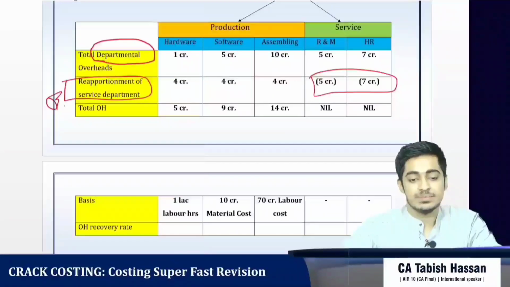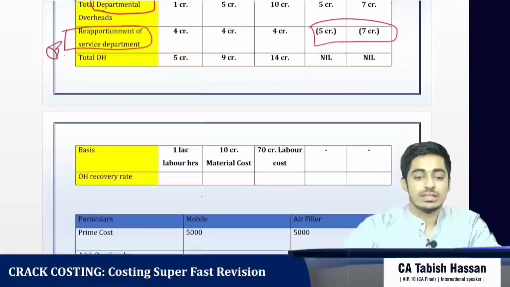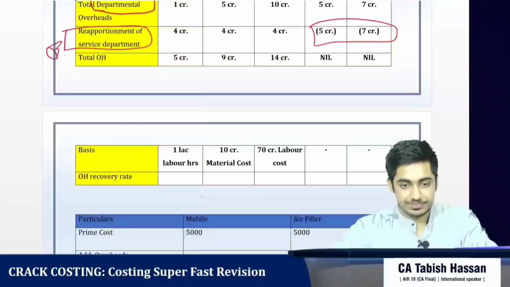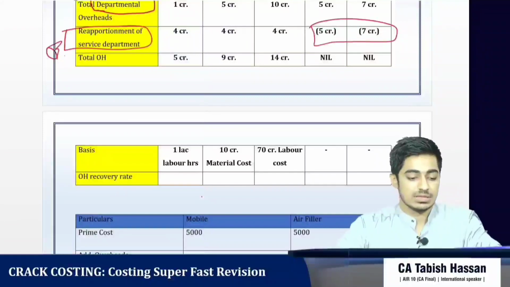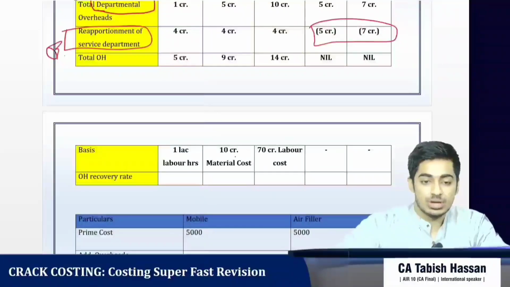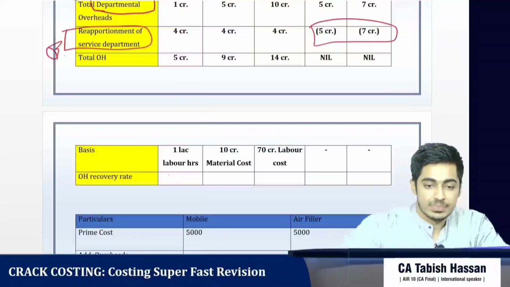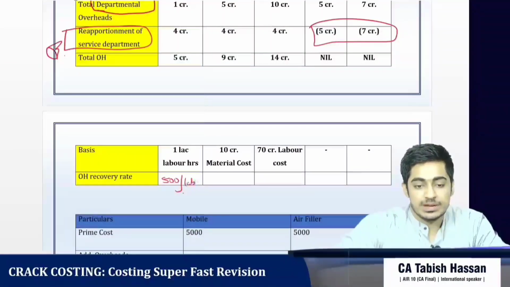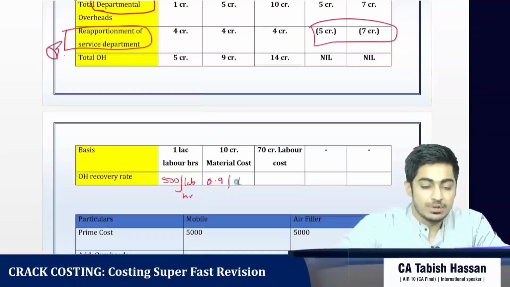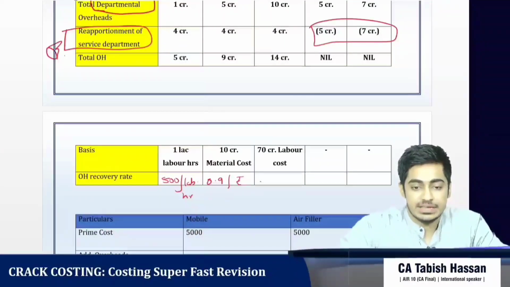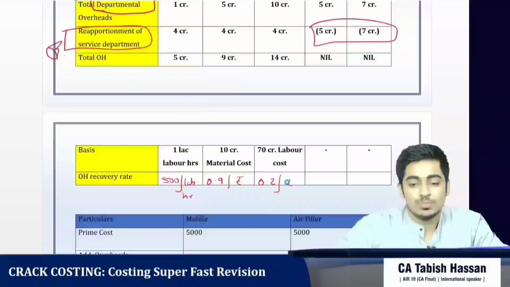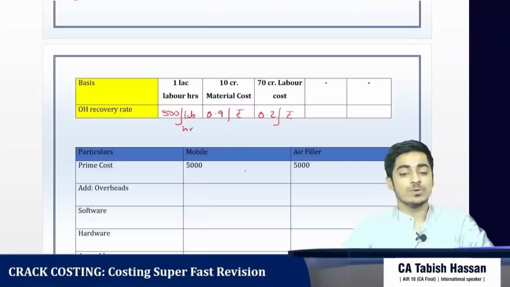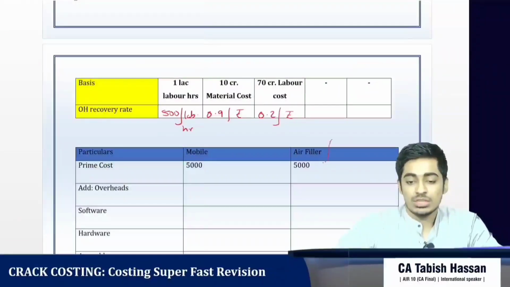We divide it by a basis. So we get the overhead recovery rate. Say for example, the overhead recovery rate here is rupees 500 per labor hour, here it is 0.9 per rupee of material, and here it is 0.2 per labor cost. So now we've got two products. One is a mobile, the other is air filler or the earphones.